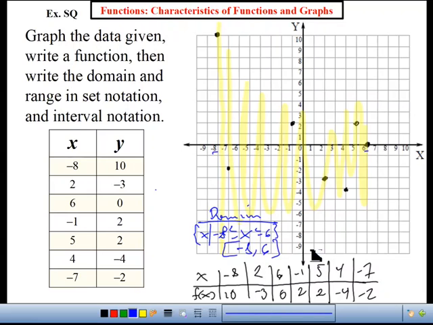Okay, good. Range: go from the bottom to the top. You can take your highlighter, go upward. The lowest point was what? -4. The highest point was what? 10. So my range is solution set of f of x such that -4 is less than or equal to f of x, less than or equal to 10. And interval notation, -4, 10, in brackets. Hands if you got that.